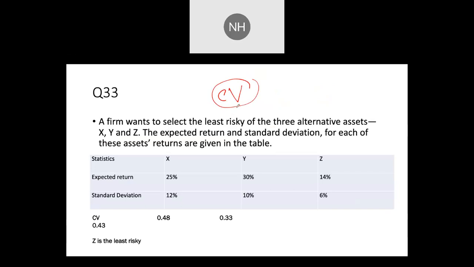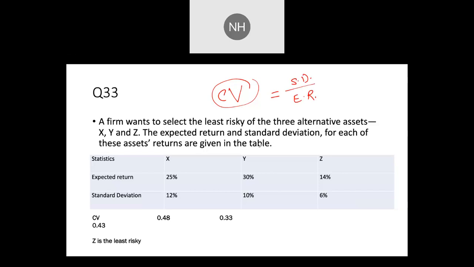There, we apply the coefficient of variance to be more certain about the risk and return, to check which is the better value. So what do we do? We calculate the coefficient of variance. So let's revise the formula for this. The formula is standard deviation divided by expected return. This is the formula, very easy.